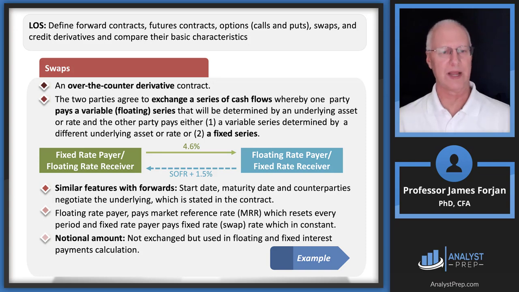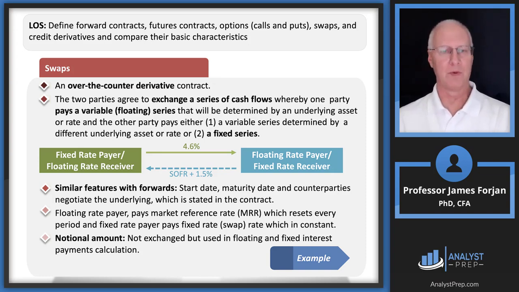Notice the bottom second diamond point. A floating rate payer pays a market reference rate, an MRR, which in our blue example up there was the SOFR, the secured overnight financing rate. You might be aware that the LIBOR market reference rate is on its way out, if not completely out, because of some scandals over the last 5 years or so.